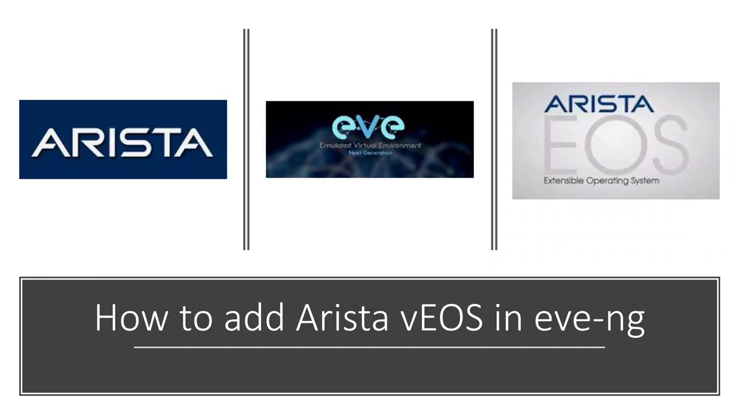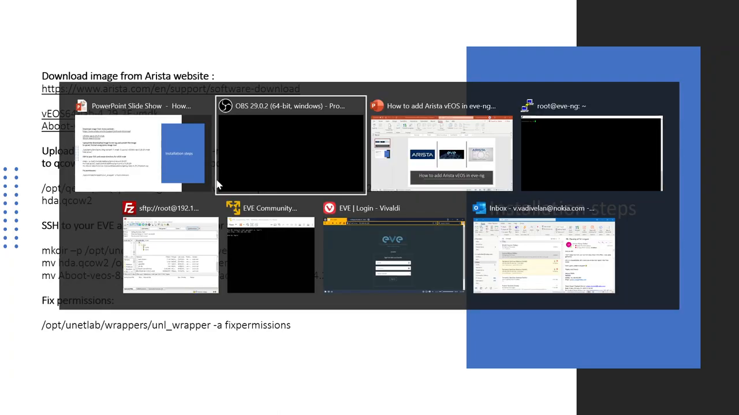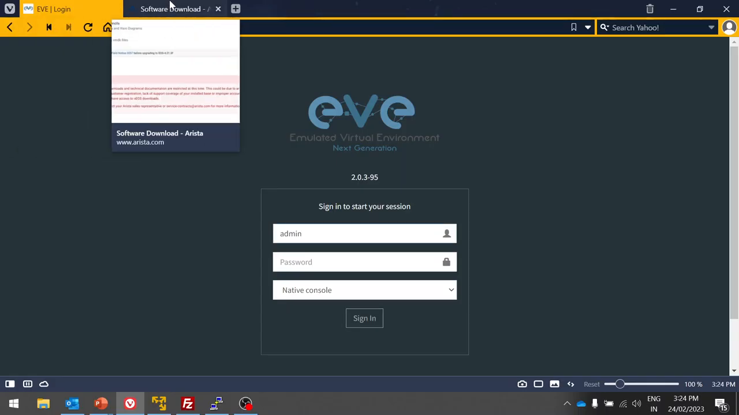In today's video, we are going to deploy Arista vEOS in EVE-NG. Download the image from the Arista website. You can create a user credential and it is free. Once you create the credential, then you will be able to download this image from the Arista website. You don't need to buy anything. You just simply create a user account, then you will be able to download the software.